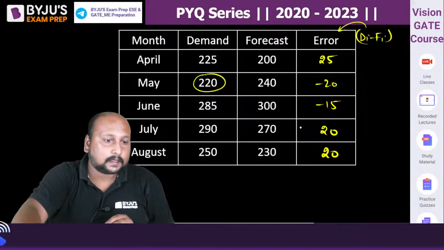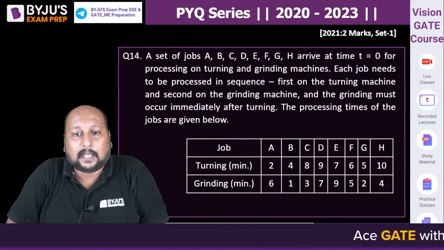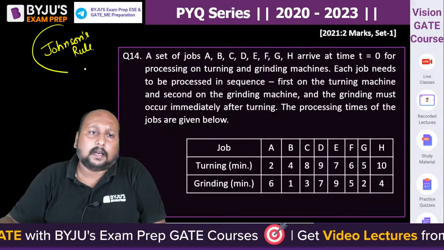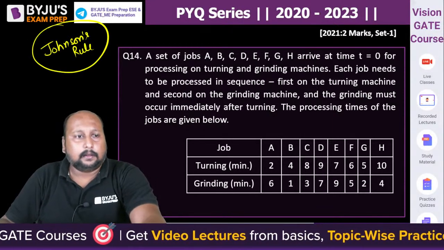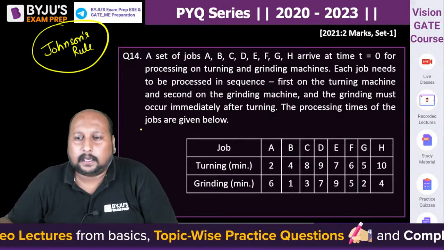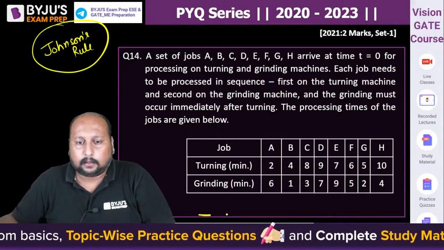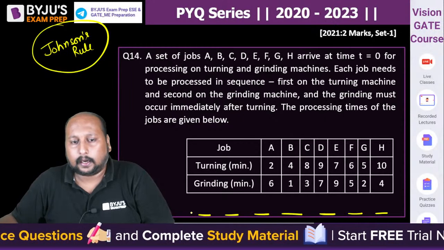Question number 14 on the screen. Chalo, this question was asked in 2021 from the sequencing topic. We have to solve and find the answer. Chaliye quickly. A, B, C, D, E, F, G, H. Okay, 1, A, B, C, D, E, F, G and H.